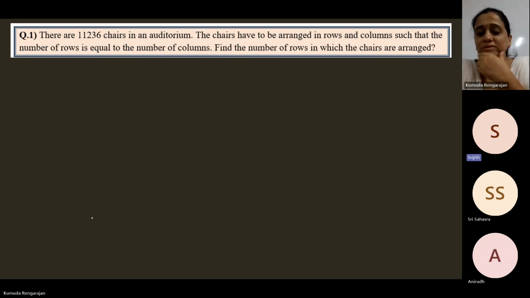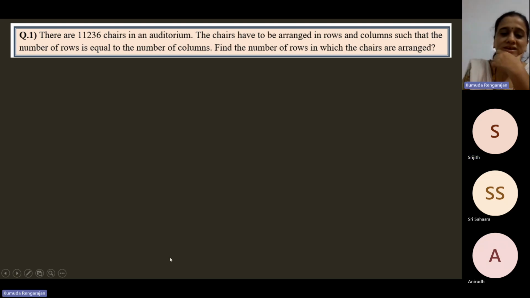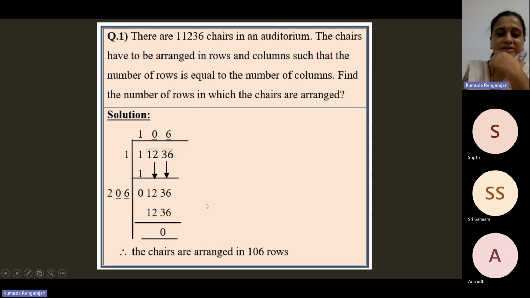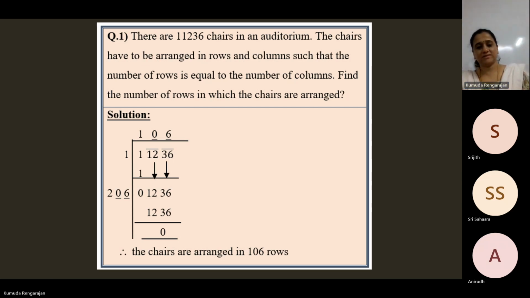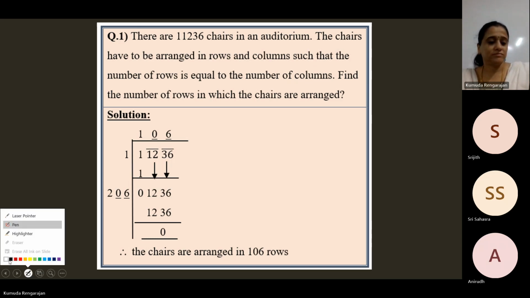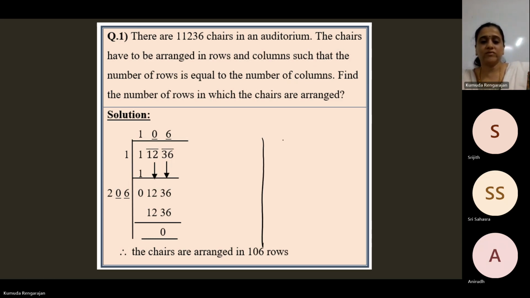Ma'am, the answer is 106, ma'am. 106. If you got that? Okay, 106. Let's see if Srijit and others are right. Perfect. 106. Very good. I also got the same answer. Very good. Yeah, please check the numbers at the different stages.